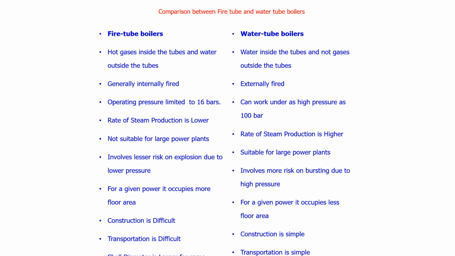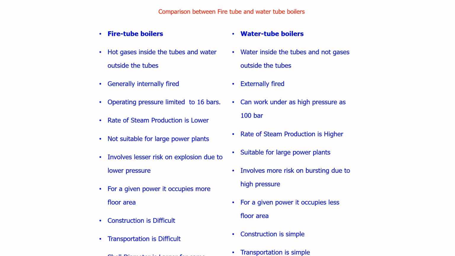The operating pressure is another important parameter to decide the application of boilers. Fire tube boilers are low pressure boilers, that is 16 bar or 20 bar alone we can have, whereas water tube boilers can go up to 200 bar. More than 200 bar high pressure boilers are also there and finding application, and existing power plants have high pressure boilers. The rate of steam production is lower in the case of a fire tube boiler, whereas it is higher in the case of a water tube boiler.